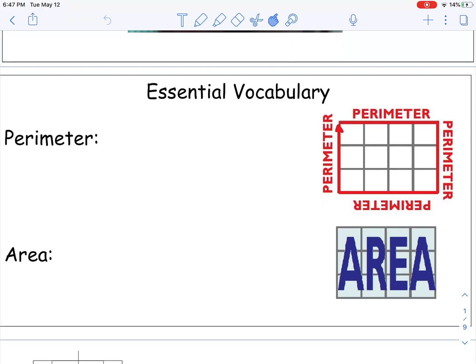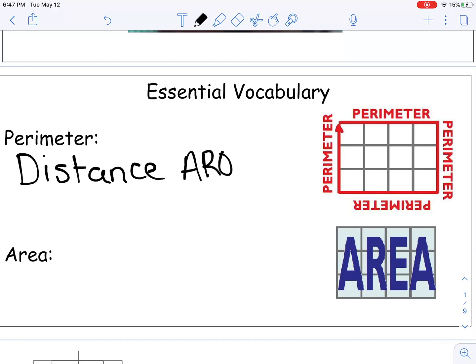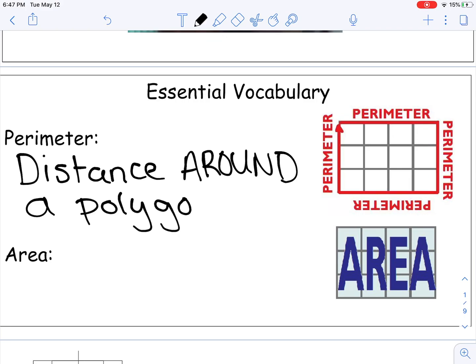All right, first things first, little vocabulary. Perimeter. Remember, perimeter is the distance around a polygon. Okay? Oh, Mrs. Clary's having issues with technology again. You know how it is, guys. Forget that. Let's just write it. Distance around. Keyword there. Around a polygon.